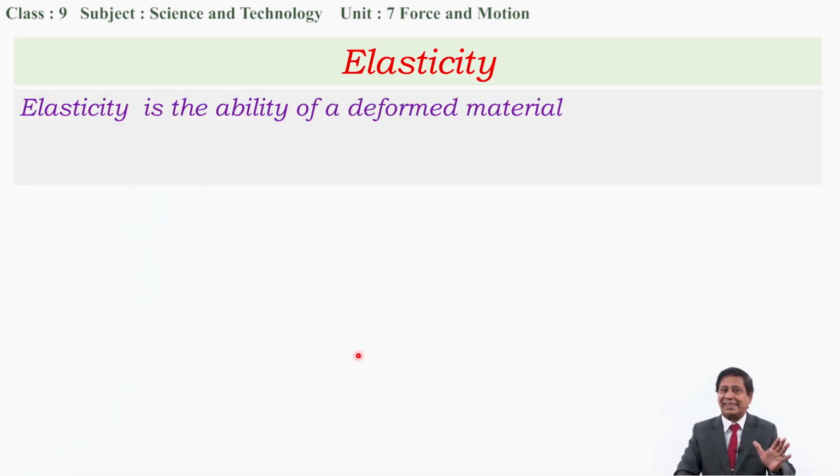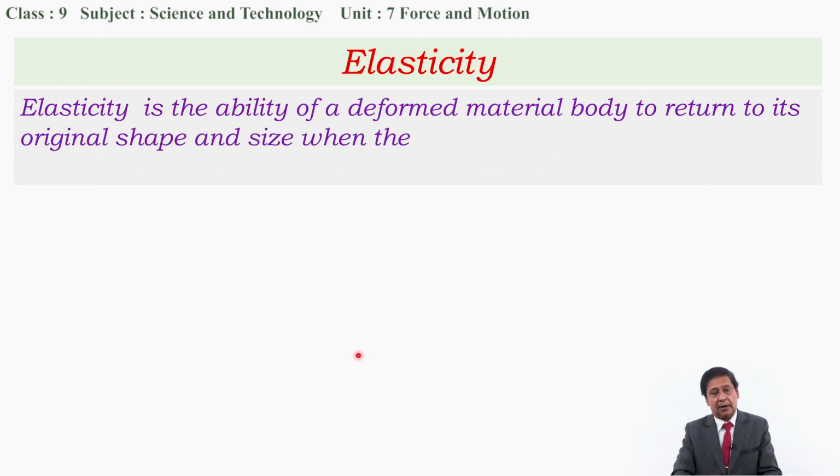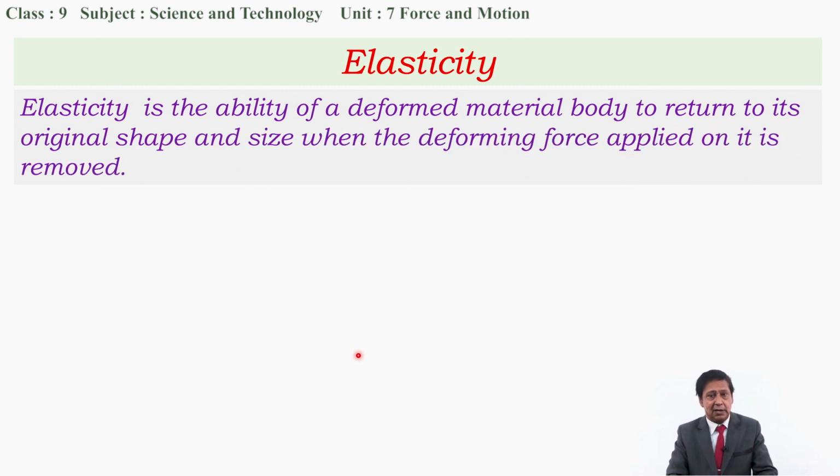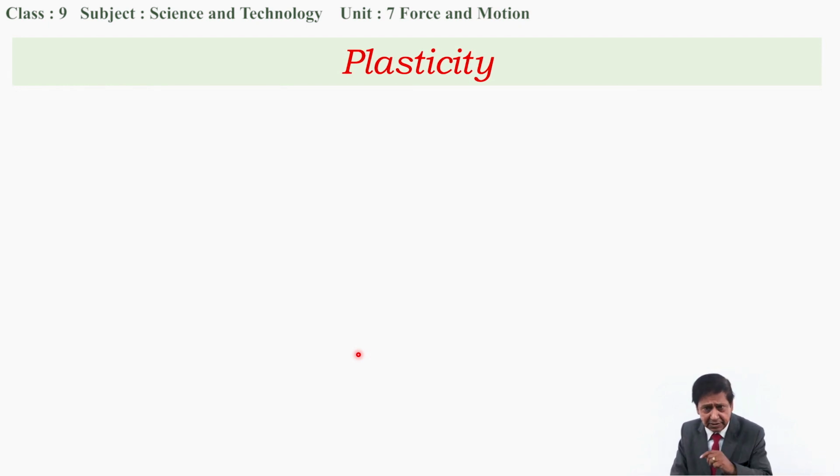Now it's time to talk about elasticity. After the understanding of deformation, we can talk about elasticity. What is it? Elasticity is the ability of a deformed material body to return to its original shape and size when the deforming force applied on it is removed. Elasticity means the tendency of the body to regain its initial shape and size. This is elasticity. And what is plasticity?